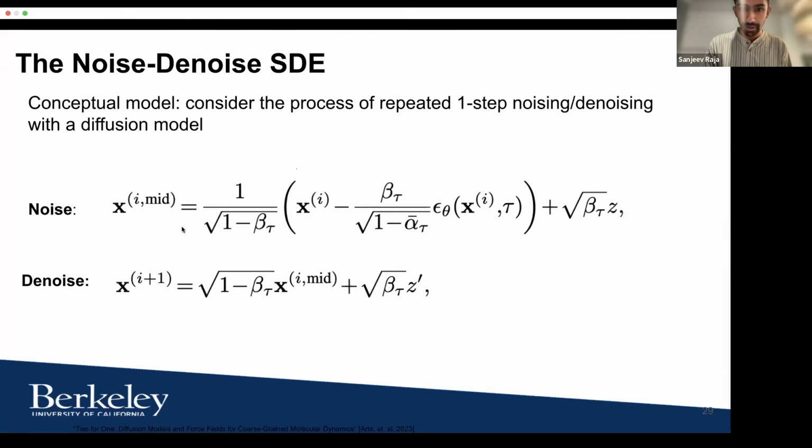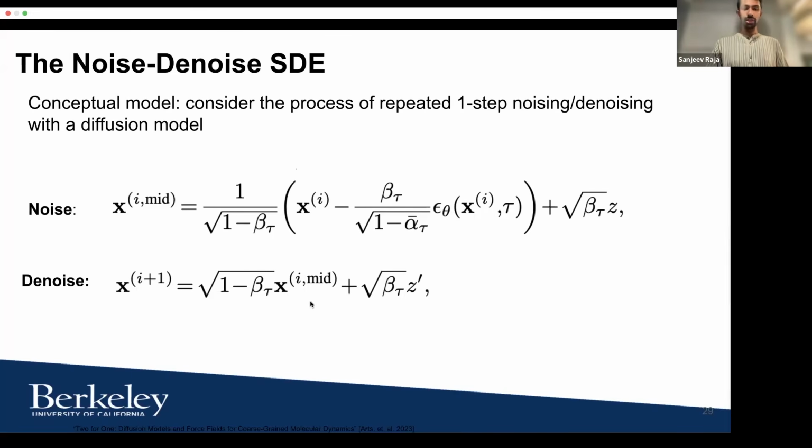Oh, I'm sorry. I think these might have been flipped actually. The first one is denoise and the second one is noise. I apologize for that. So the first one is denoising, where you use the score function to move closer to the data manifold, and then finally you noise it to add noise. Intuitively, what this does is it balances the likelihood-maximizing properties of following the score function with the stochasticity of the noising process.